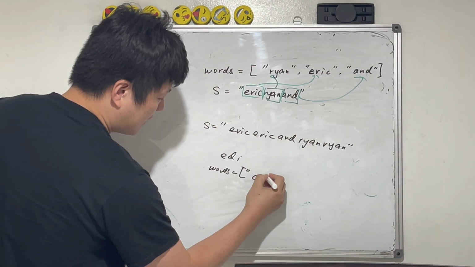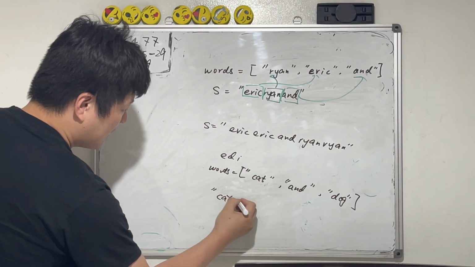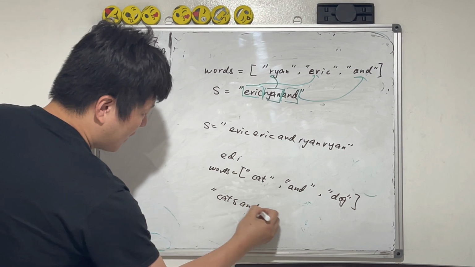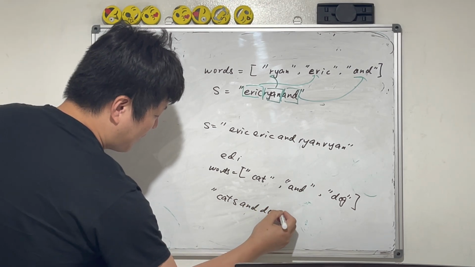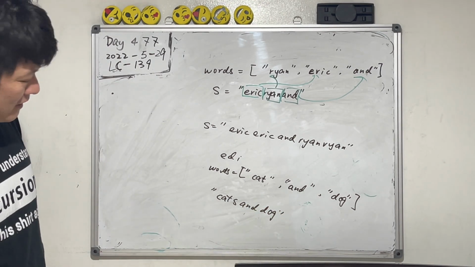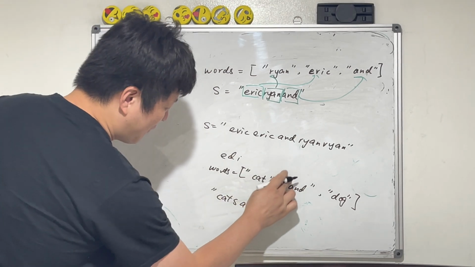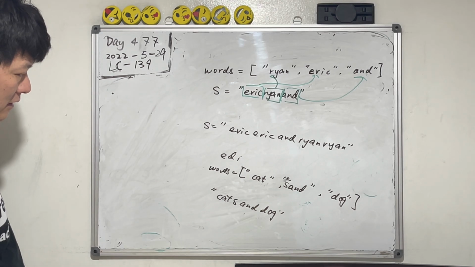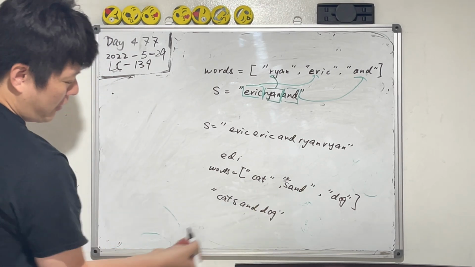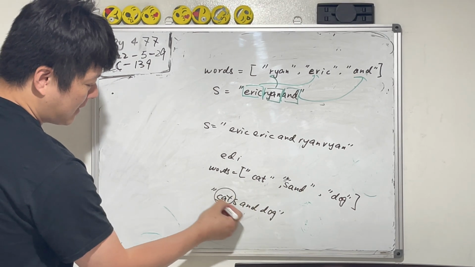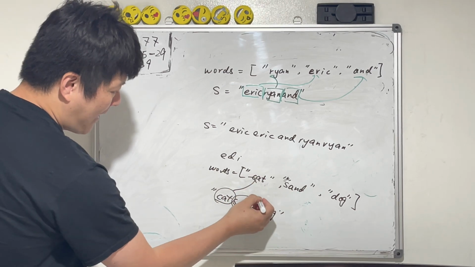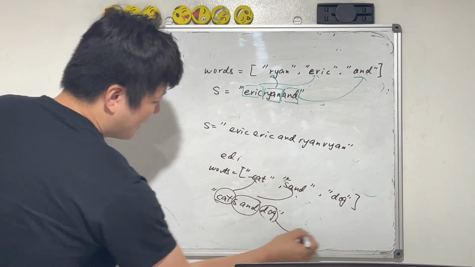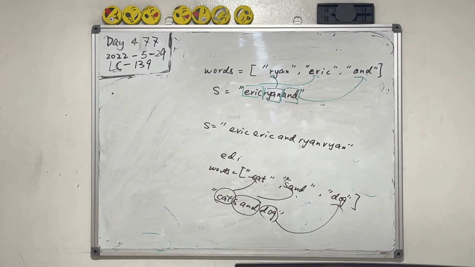How about another one? Egg is delicious. Cats and dog. Can we? No, right? Because there's no S. And how about if I put the S here? If I put the S, why not? Look, so, cat, sand, dog. You get the point, right?